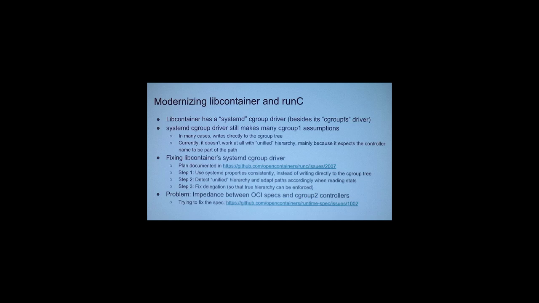One problem with doing this is that OCI specs, which basically come from the Docker image and Docker specs that were created a few years ago, were created with cgroup 1 in mind, because that's what was pervasive at the time. A lot of the items that the spec lets you set are not really matches to cgroup 2. In some cases, we can do translations. In some cases, we can ignore some settings. Say you set something that's not available on cgroup 2, we can ignore it.